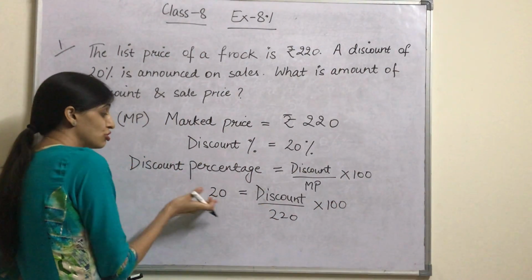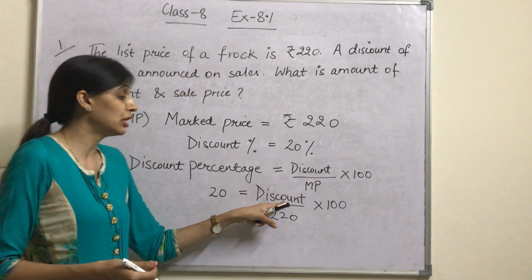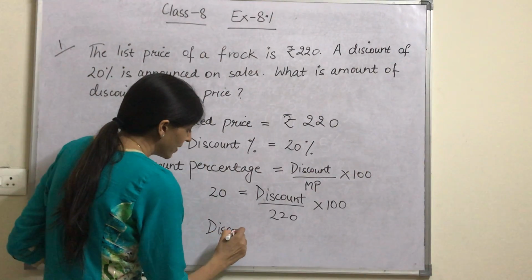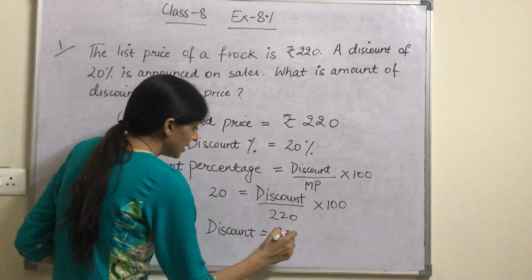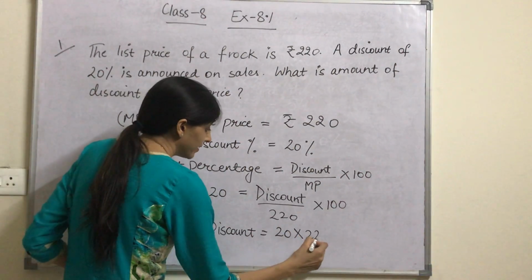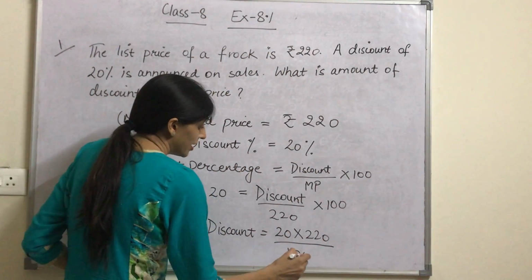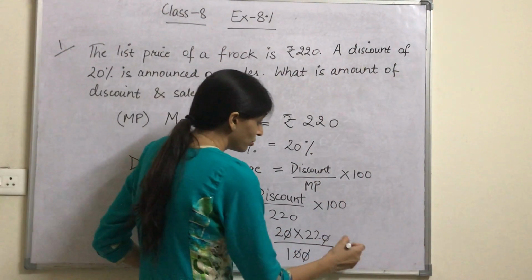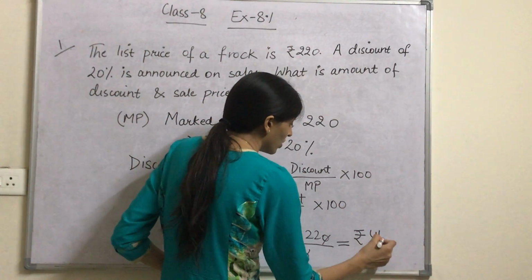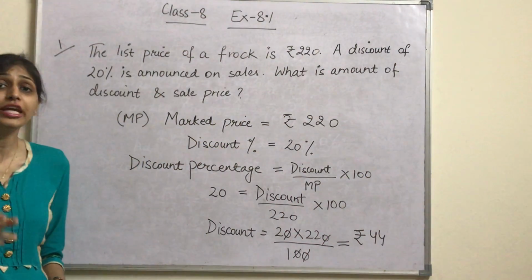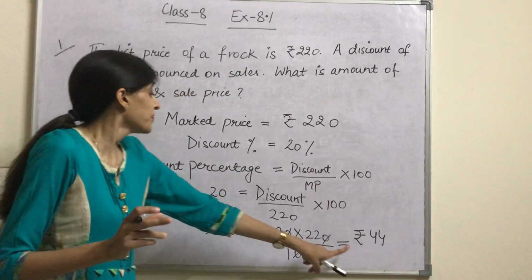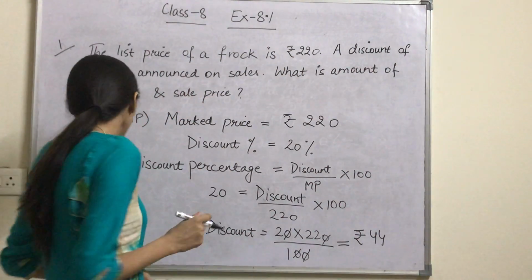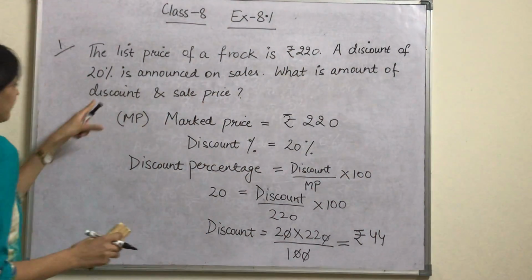Take all the values to your left hand side and keep the discount on this side only. So discount will come out to be 20. This denominator goes to the numerator and this numerator comes in the denominator. So this 0 cuts down with both the zeros. 22 into 2 is rupees 44. That means you are getting a discount of 44 rupees on this mark price. Now we have found out the discount.